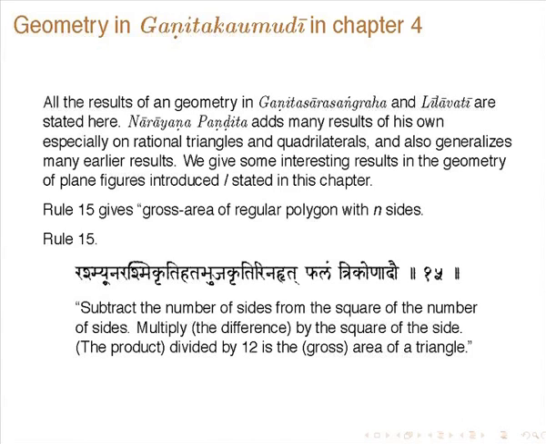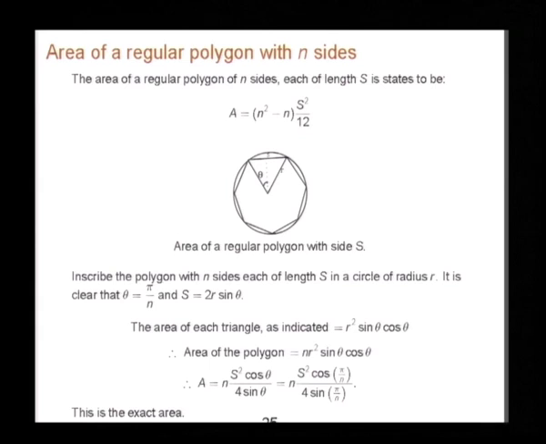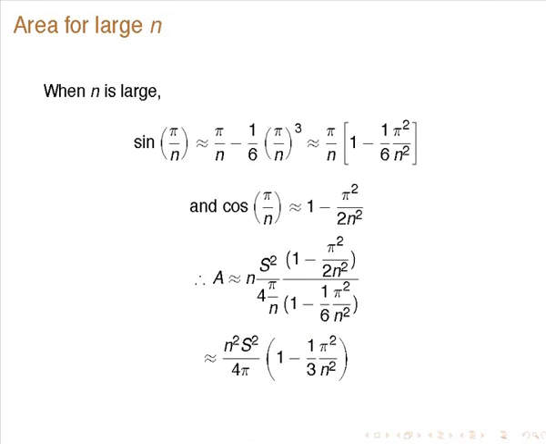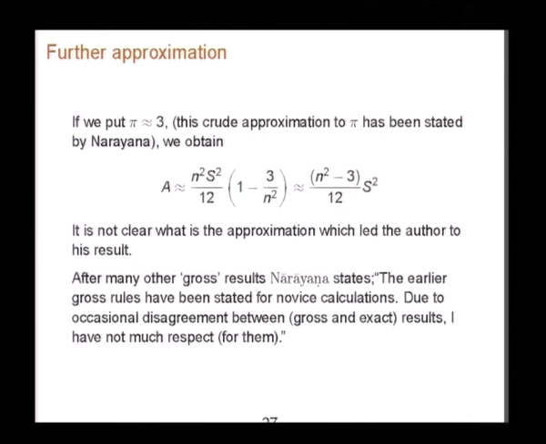See, for instance, the gross area of a regular polygon with n sides. So, suppose the side is s. The gross area, he says, is n squared minus n into s squared by 12, where s is the side, and it does not come out all right. Even in approximation for large n, I find that it will be n squared minus 3 by 12 into s squared. Apart from, of course, we have already made an approximation of pi being equal to 3. So, it is not clear what the approximation is. Anyway, it is a very small result here.